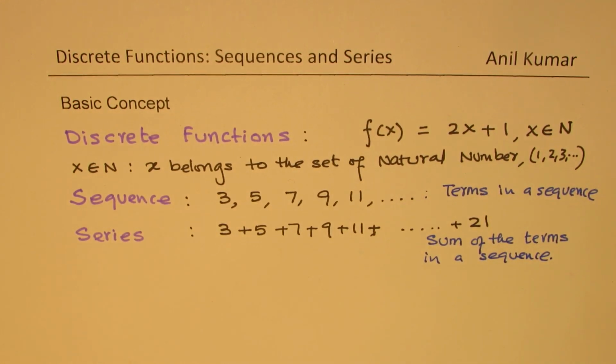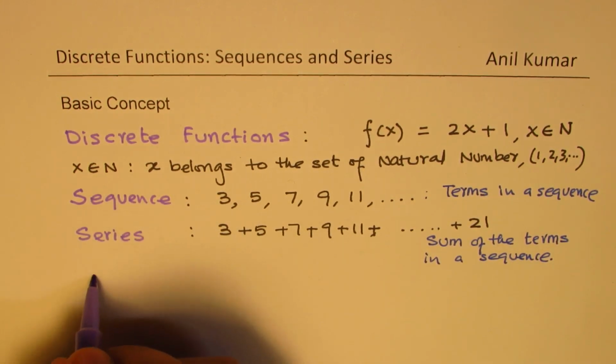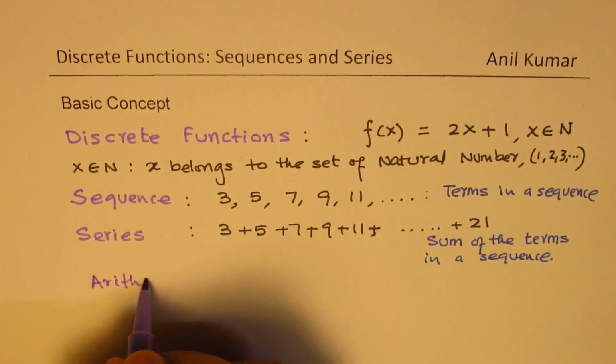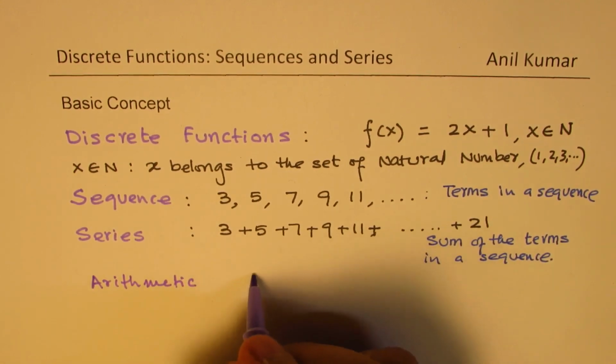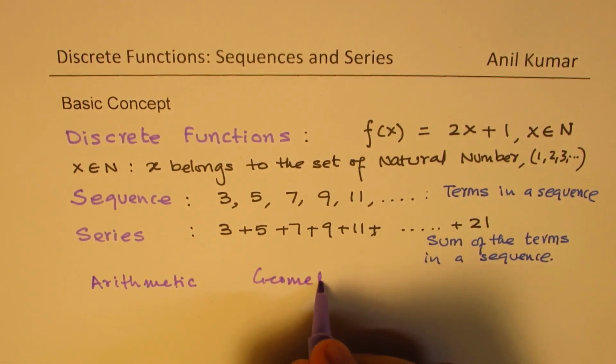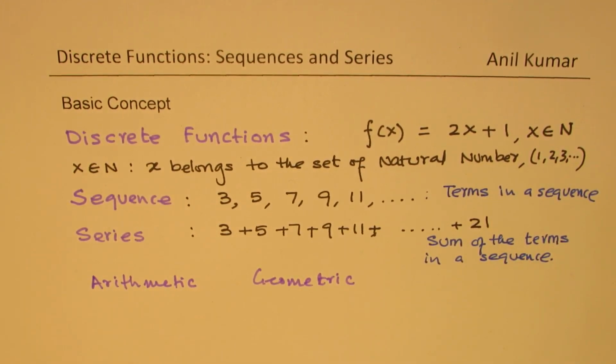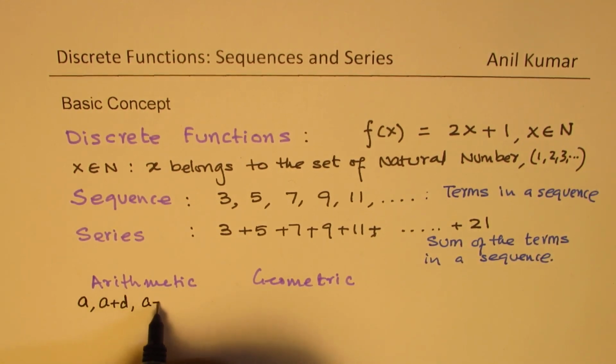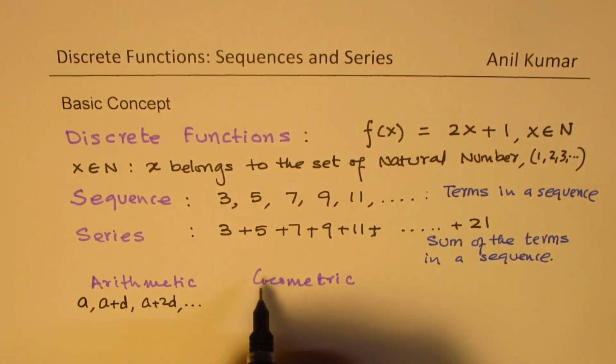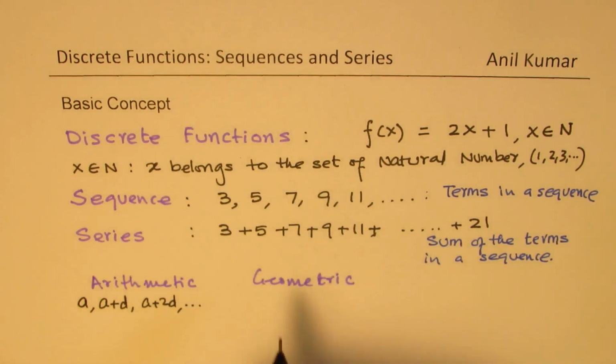Now, when we talk about sequences and series, there are two common series which we'll always look into. One is arithmetic and one is geometric. Correct. So in general, when we are talking about an arithmetic sequence, the first element will be a and the second will be a plus d, then we have a plus 2d, and so on. And in a geometric series, sequence I should say, we'll concentrate more on sequence.